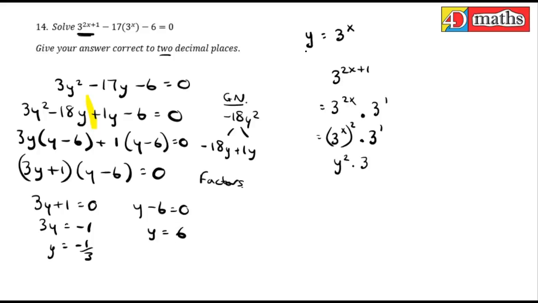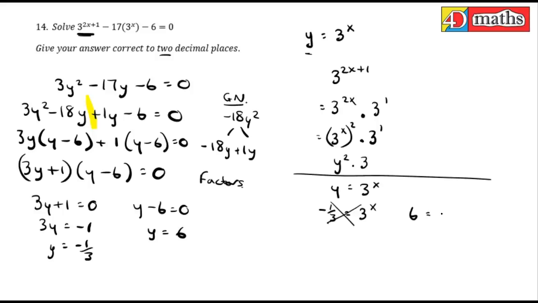But that's not what I'm looking for. I'm looking for the value for x. So I know that y is equal to 3 to the power of x. That would imply that minus 1 over 3 equals 3 to the power of x. Now, can that work? Can you get 3 to the power of something to make a negative number? No, you can't. So this is not a valid answer. So we look at the other one.